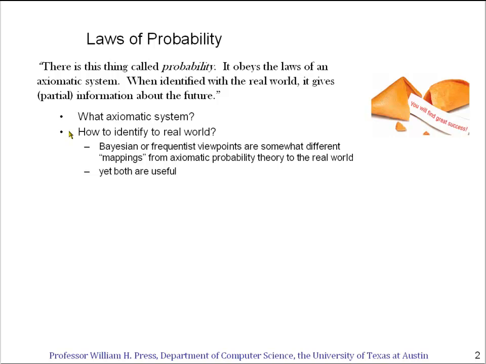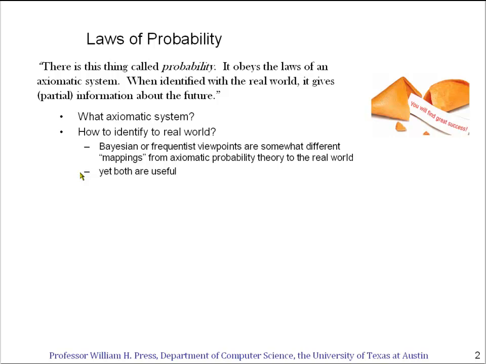In fact, over the course of the 20th century, two different ways of identifying probability to the real world were fought over by two groups of people, one called the Bayesians and the other called the frequentists. Their viewpoints are somewhat different, but they both use the same laws of probability. They just think about how to apply them to the real world in a different way. The interesting thing is that both are useful. In the end, neither the Bayesians nor the frequentists completely won the battle.